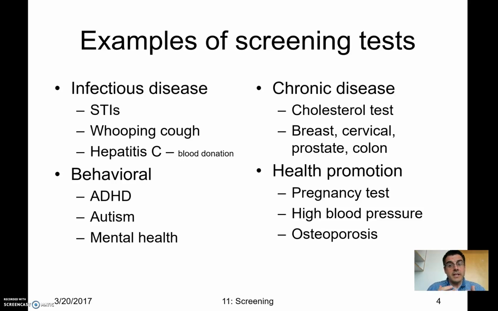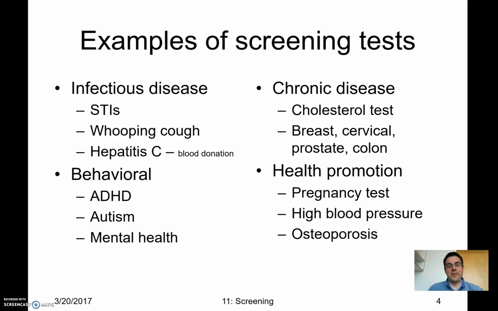With chronic diseases, this is one many of you are familiar with. For example, a quick and rapid cholesterol test. What is the screening test for breast cancer? I want you to think about that. Many of you know that answer already. For cervical cancer, what is the screening test for that?